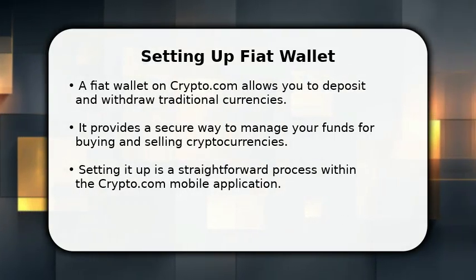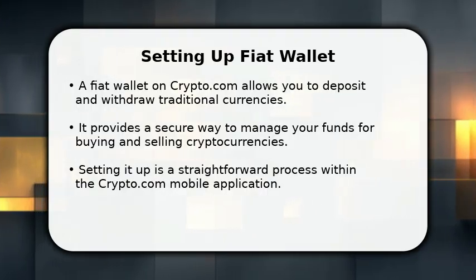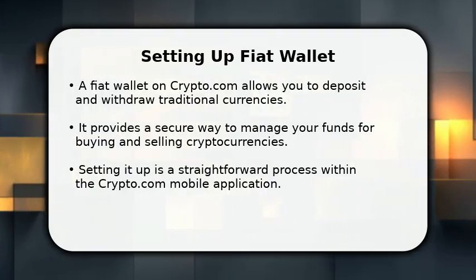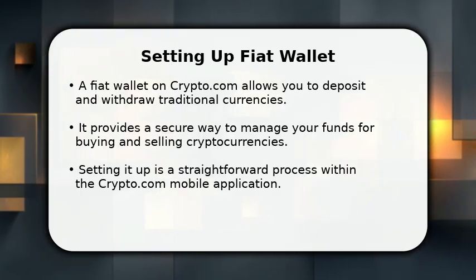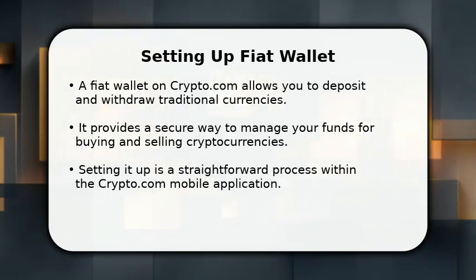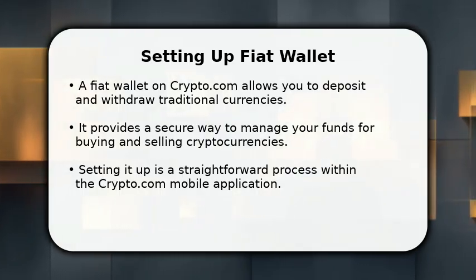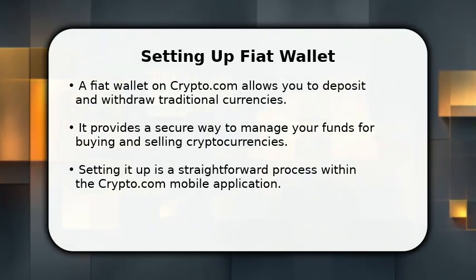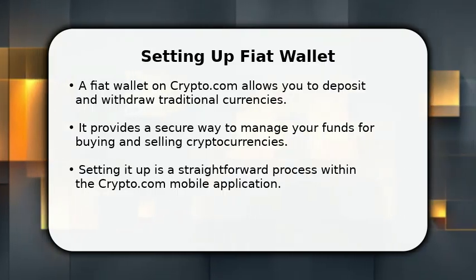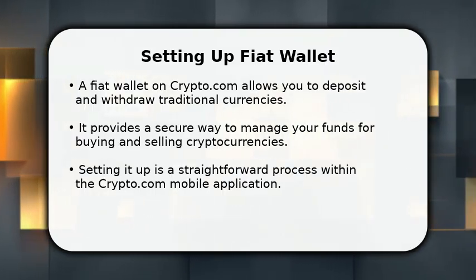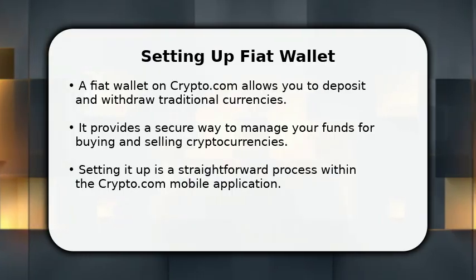First, open the Crypto.com app on your mobile device and navigate to the Accounts tab. This wallet allows you to deposit and withdraw traditional money, like US dollars or euros, directly from your bank. It's essential for easily funding your crypto purchases and cashing out your digital assets, making your experience seamless and efficient.